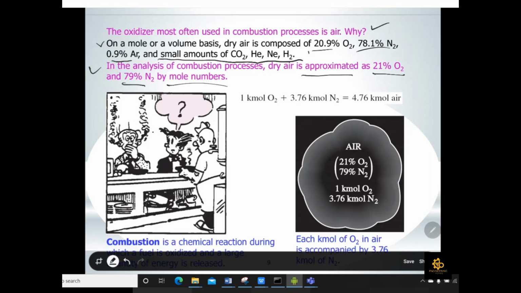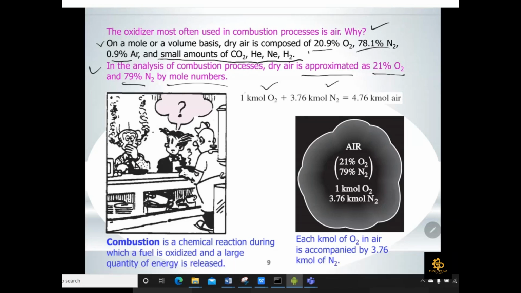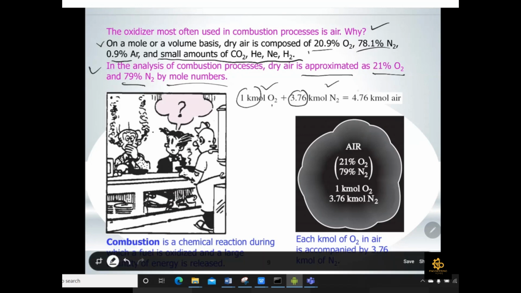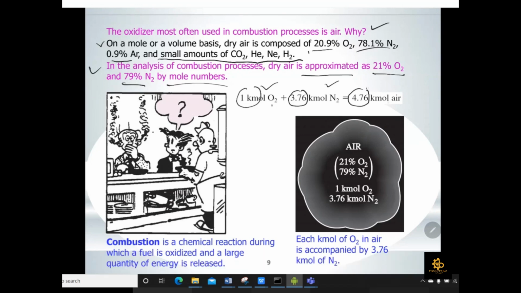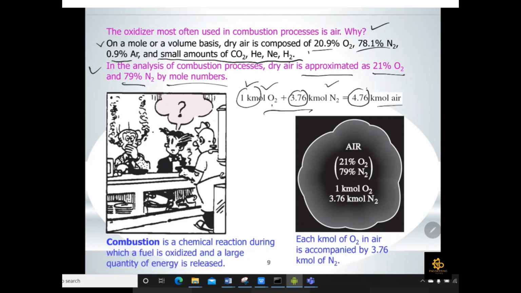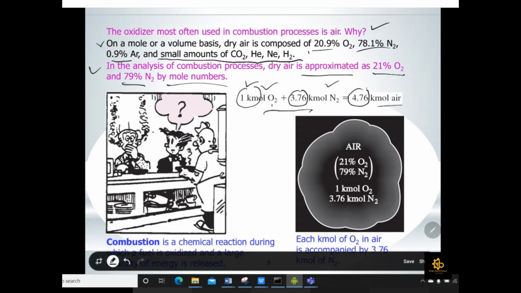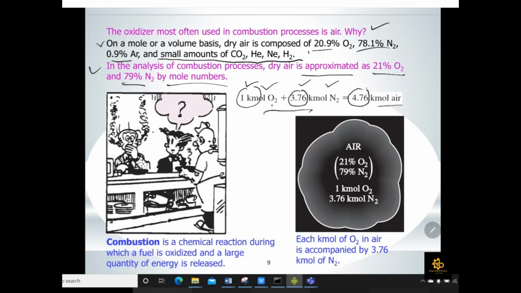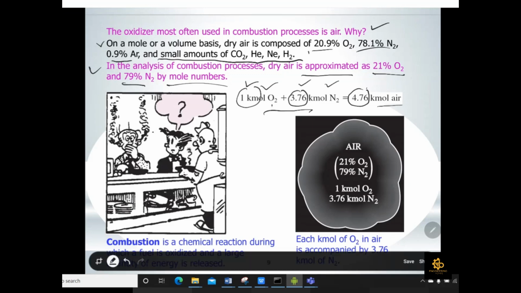So if we have O2 and N2, 1 kilomole of O2 and 3.76 kilomole of N2 make 4.76 kilomole of air. These are the standard terms. When air is used as the oxidizer, we are talking about 1 kilomole of O2 and 3.76 kilomole of N2.